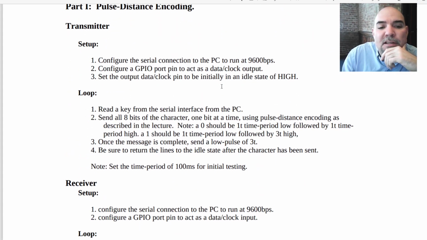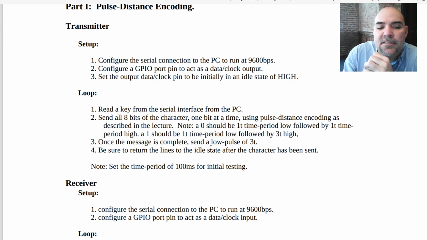So for pulse distance encoding, I have the description here, but the basic idea is, again, you're going to send 8 bits of a character, 1 bit at a time, and a logic 0 is 1t low followed by 1t high. I'm doing the opposite of what was in the lecture here, rather than 1t high followed by 1t low. The reason for that is that it allows the line to idle high like it did in your previous lab. To send a 1, it's going to be 1t low followed by 3t high. And then once the message is complete, just send a low pulse of 3t at the end.